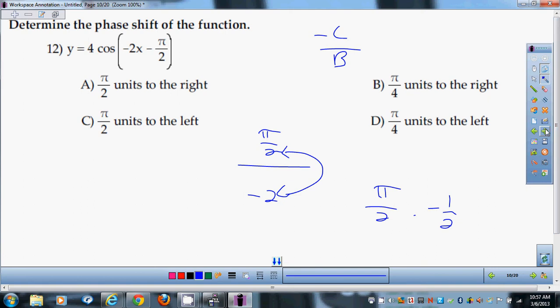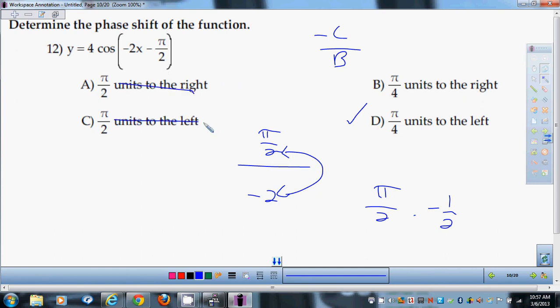Well, I would have preferred the answers just be without all this to the right, to the left stuff: pi over 2, negative pi over 2, pi over 4, negative pi over 4. But instead of putting the negative, they included the left and right. Left is negative, right is positive. Yeah. So that might be something you write down. Left is negative, right is positive.